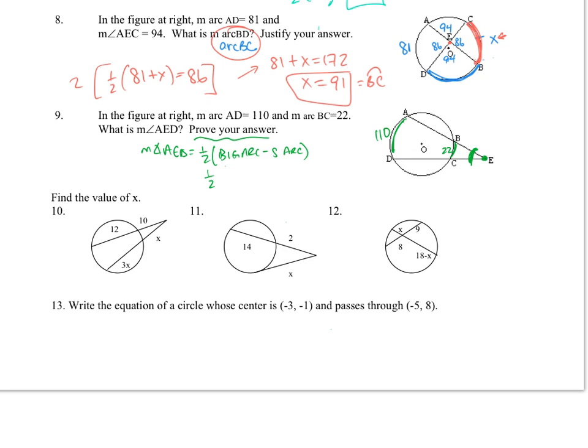So that's going to be 1/2 of 110 minus 22. So 110 minus the 22 would give you 88, and half of 88 is 44 degrees.